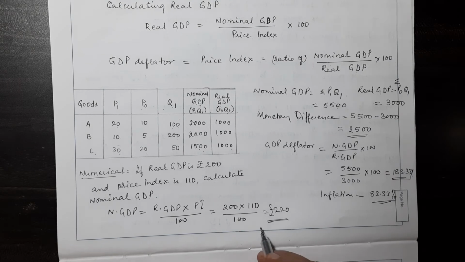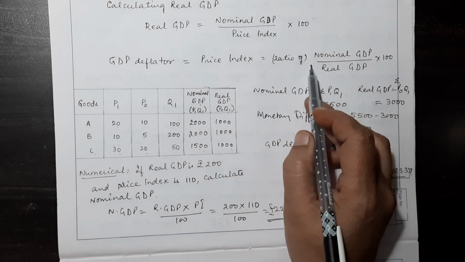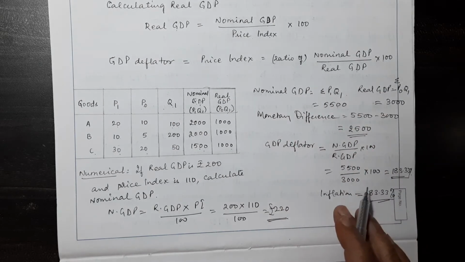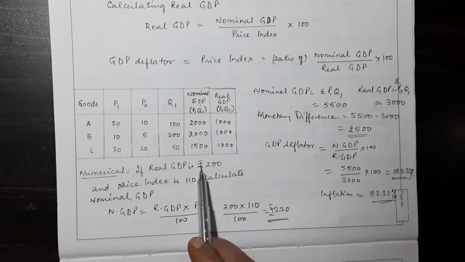See, what you should be very careful over here is that the price index is a ratio and is generally given in percentages, so it will not have any other units. Whereas real GDP and nominal GDP will have rupees. So this is very important to note.